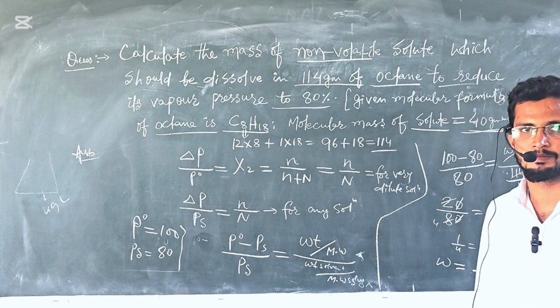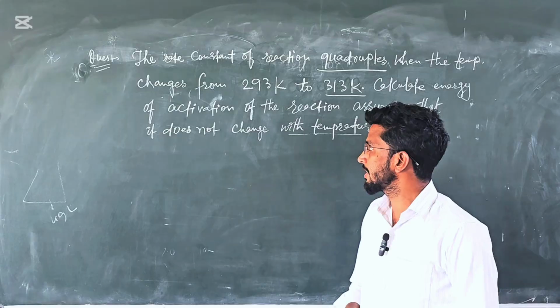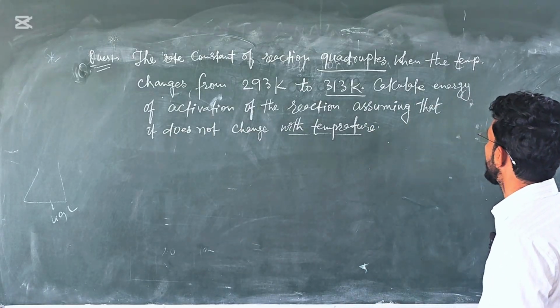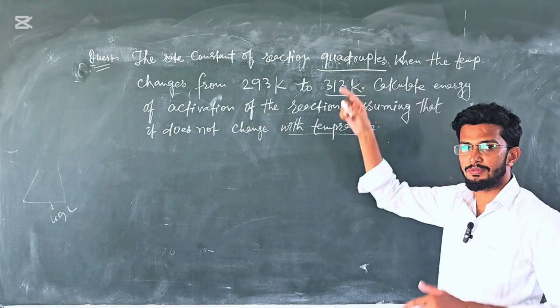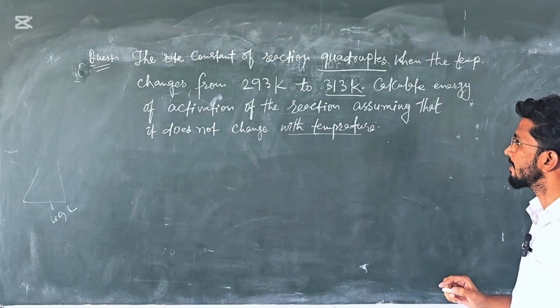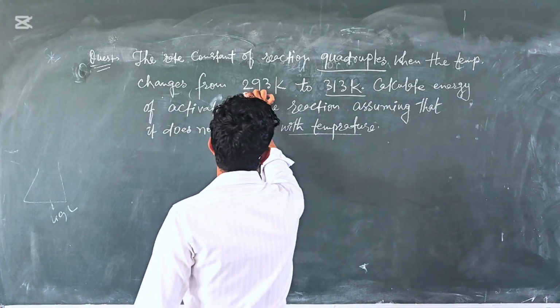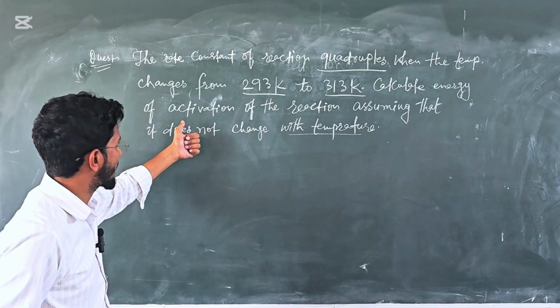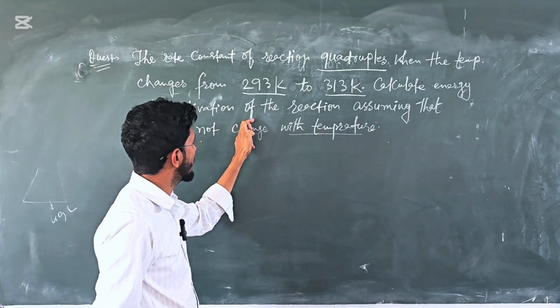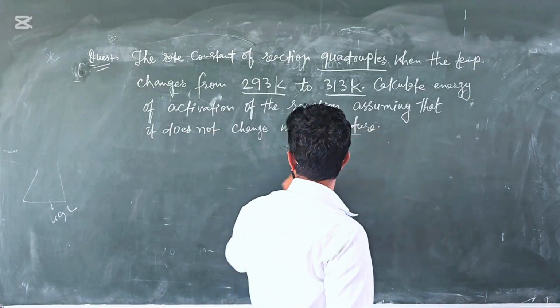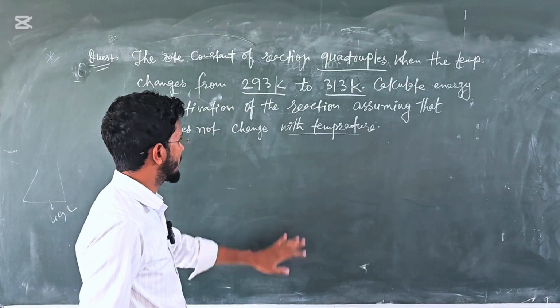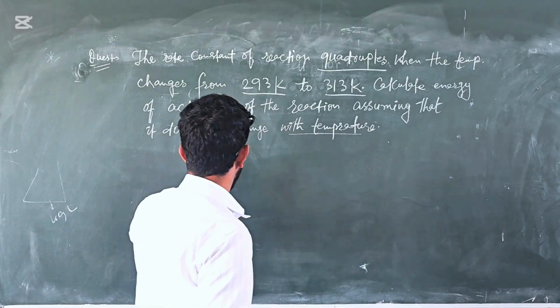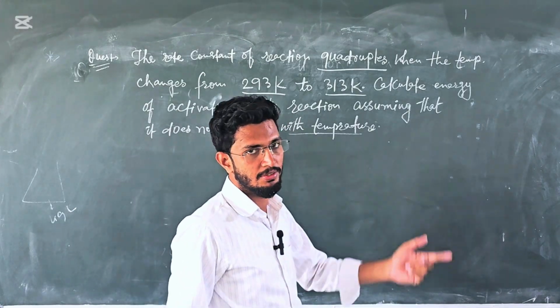Hope you got the answer. Now see the next question. Next question, it is given the rate constant of a reaction quadruples. Quadruple means 4 times. It quadruples when the temperature changes from 293 Kelvin to 313 Kelvin. Calculate the activation energy of the reaction, assuming that it does not change with temperature.